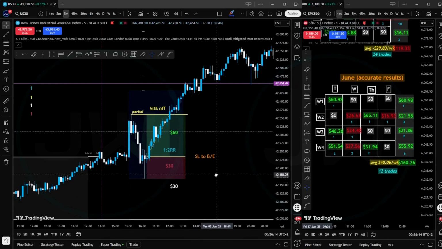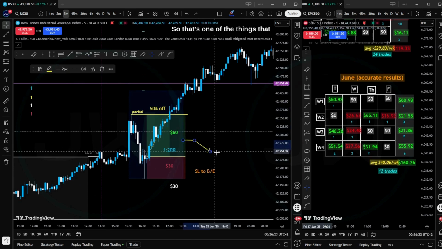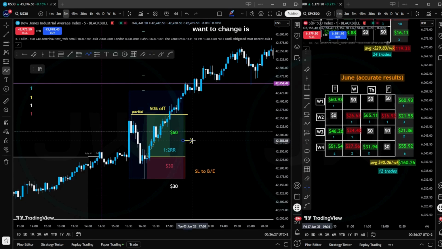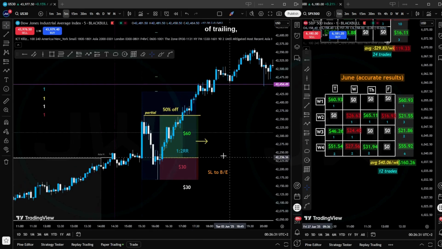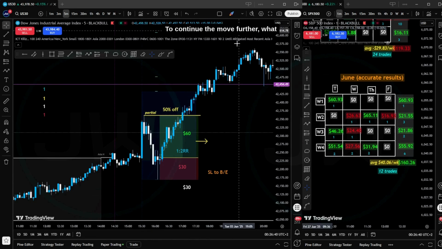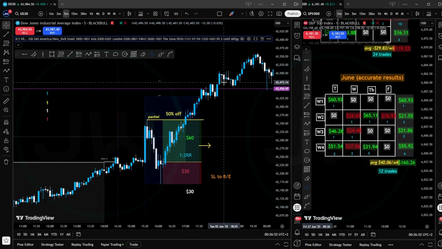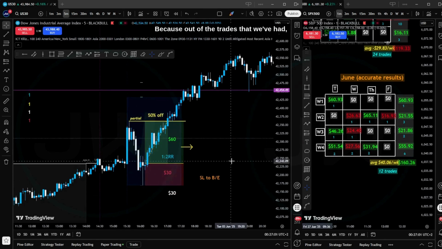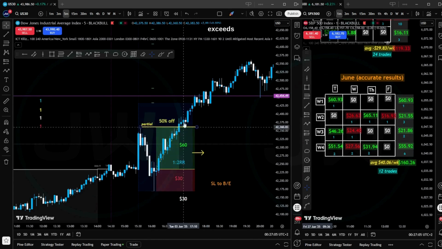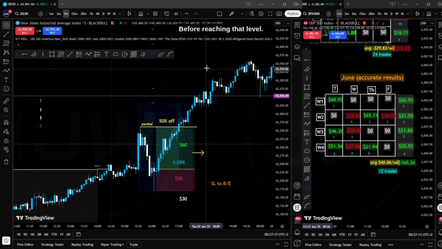Okay. But then after that, normally we would trail our stop loss. So that's one of the things that we want to change. Instead of trailing our stop loss and losing out on potential profits when price just wants to retrace to continue the move further, we can rather have price push on to the full 1 to 4 even, without trailing our stop loss, just leaving it at break even. Because out of the trades that we've had, a lot of the times price exceeds our 1 to 2, passes 1 to 3, to 1 to 4 even, but stops us out before reaching that level.